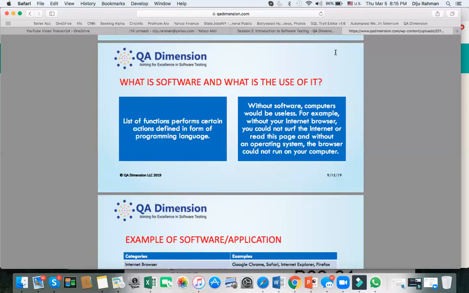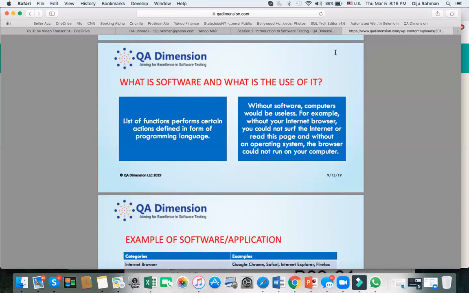Another thing, you guys can write it down. Software and application are the same thing. Those words are the same. Don't get confused. If somebody says which application you work on, they are basically talking about which software it is. Always keep that in mind. The short form for application is app, right? Yes, exactly, the short form is app.